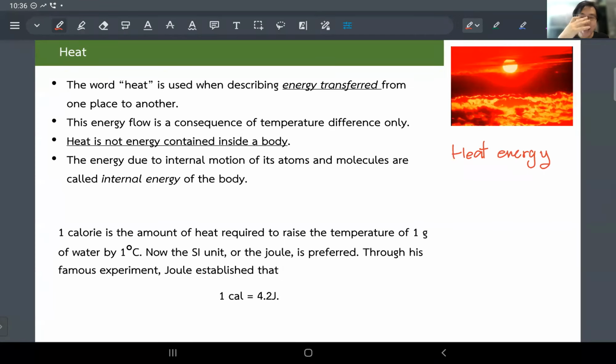All right. How do you feel about the word heat energy?